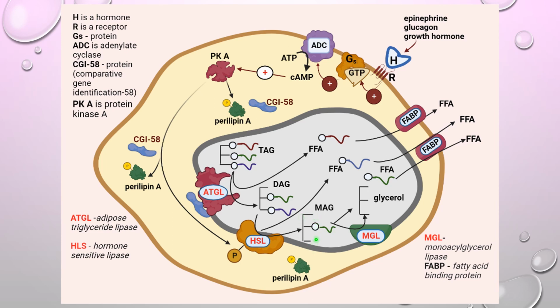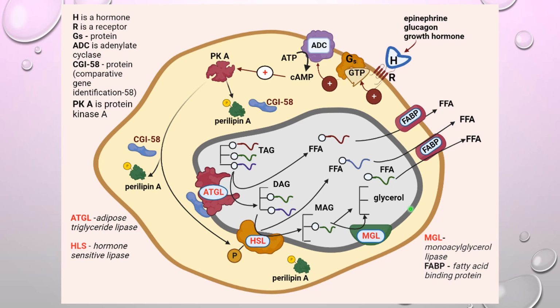2-monoacylglycerol. This compound is the substrate for monoacylglycerol lipase. This lipase will remove fatty acid from the second position, and free glycerol will be formed, and next free fatty acid. The final products of lipolysis are free fatty acids and glycerol.